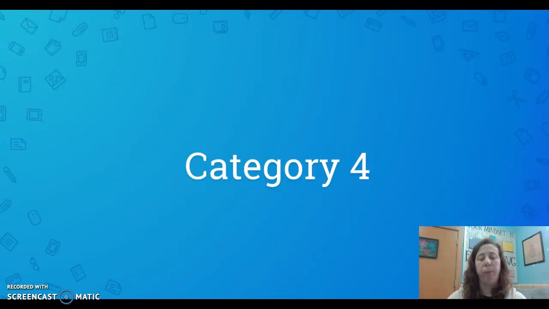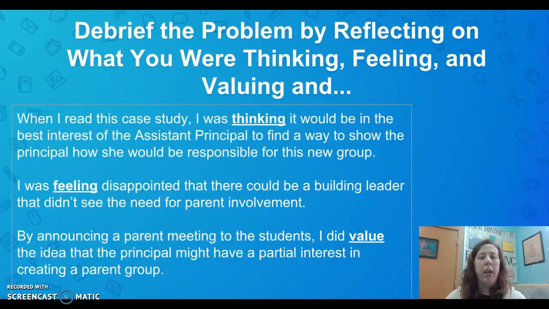Category 4. What was I thinking, feeling, valuing? When I read this case study, I was thinking that it would be in the best interest of the assistant principal to find a way to show the principal how she would be responsible for this new group and that it wouldn't add anything to his plate. I was feeling disappointed that there would be a building leader that didn't see a need for parent involvement. And by announcing a parent meeting to the students, I did value the idea that the principal might have a partial interest in creating a parent group, since he didn't ignore it altogether.